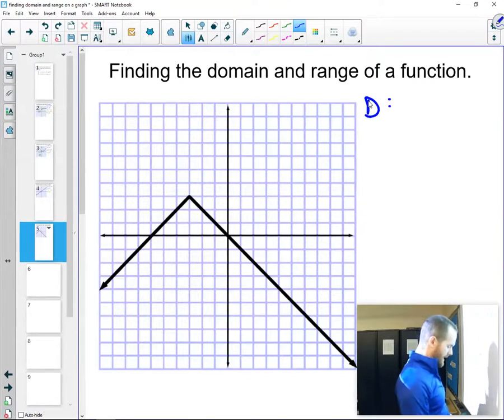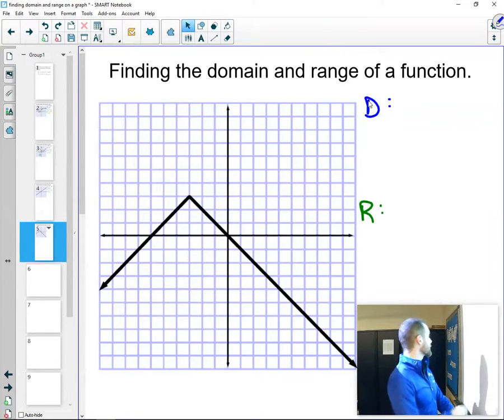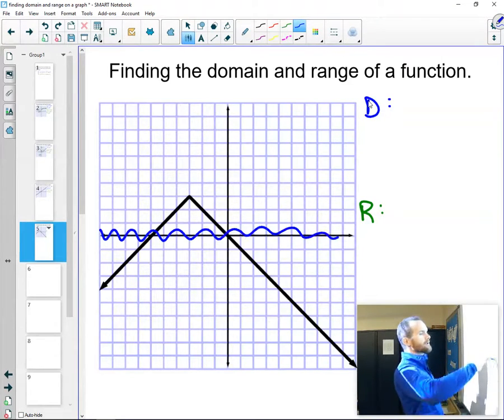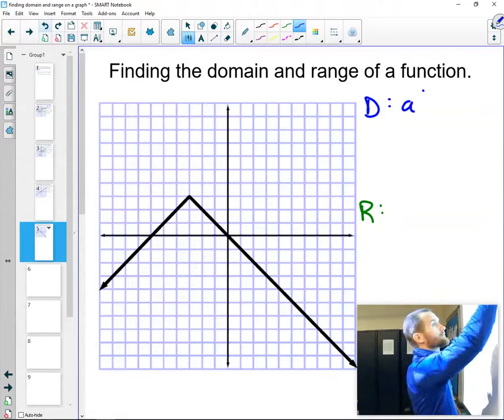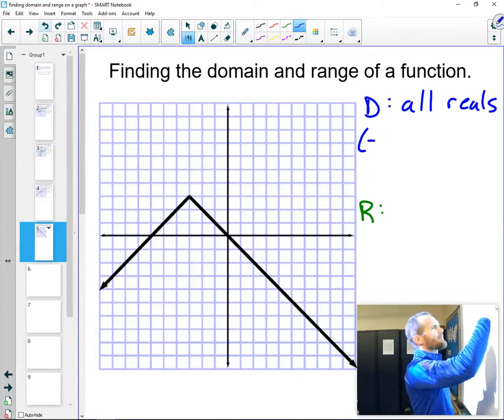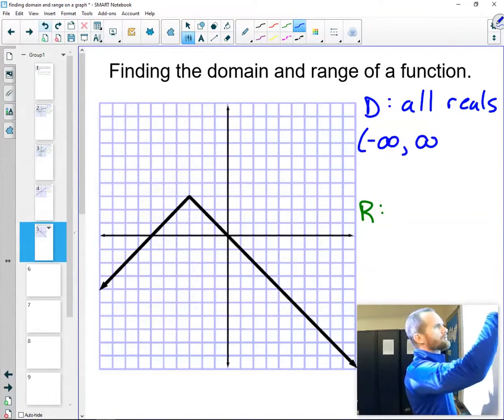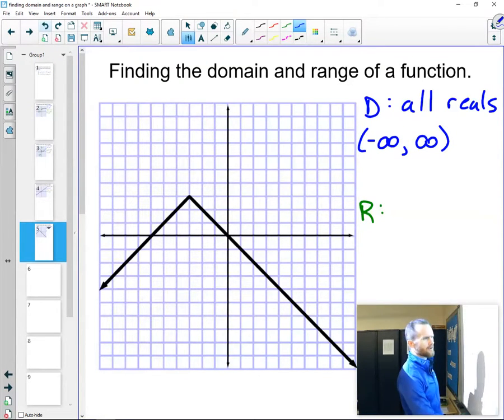Finding the domain and finding the range. The domain, focusing on the x values, I don't see a single x value that will not work. So that means the domain is all reals. All reals, and again, I'll show it in set notation. You don't need to write both of these. Either one is completely fine. Either all reals or the set notation, negative infinity to positive infinity.